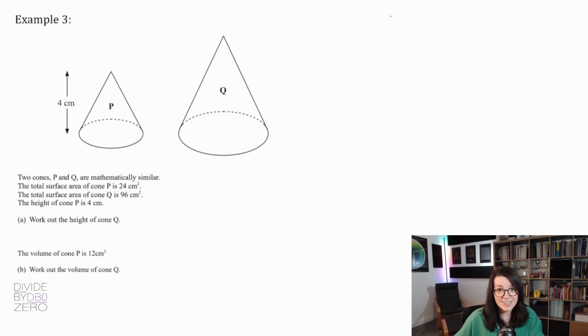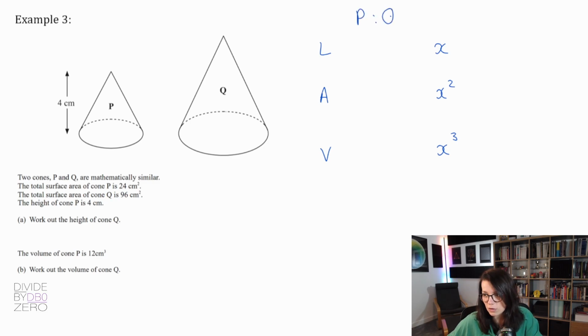And that's it. Last example, this time we've got two cones that are mathematically similar. So we know that the total surface area of cone P is 24 centimeters squared and the total surface area of cone Q is 96 centimeters squared. We're also told the height of cone P is 4 and we need to work out the height of Q. Now, this example is good because it's going to show us that actually we can start anywhere in the template and work backwards. So this time it's not actually A and B, it's P and Q.